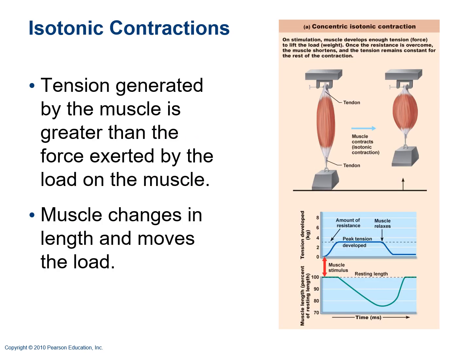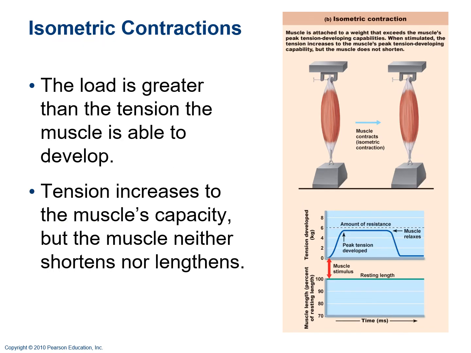In isotonic contractions, the tension generated by the muscle is greater than the force exerted by the load on the muscle. So the result is that the muscle changes in length and moves the load. Notice that it's the tension, right? The tonic means tension in this case that stays the same, not the muscle length. In this case, the muscle length changes and shortens and moves the load.